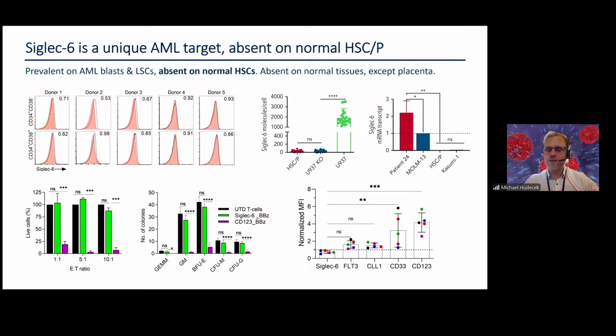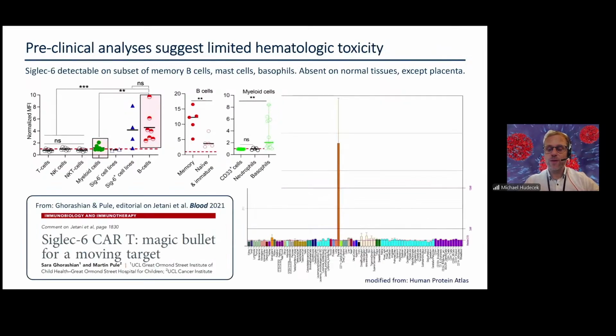CD70 has been reported to have potentially similar properties, even though we've not been able to recapitulate this fully. So this is why we are now confident to go forward also with clinical development of CAR T cells against this target antigen. The anticipated hematologic toxicity may be related to the limited expression on some memory B cells and mast cells. Among normal adult tissues, though, the only tissue where we find Siglec-6 expression is placenta, so this does not pose a concern.